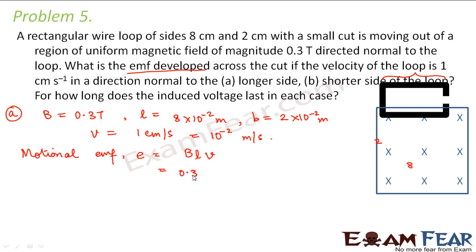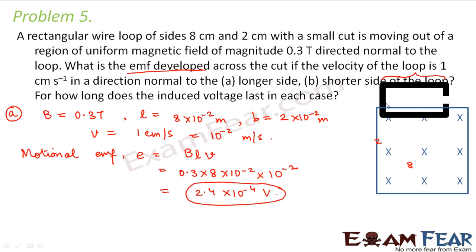So this will be BLV. So that means 0.3 into 8 into 10 to the power minus 2 into 10 to the power minus 2. So this comes out to be 2.4 into 10 to the power minus 4 volts. So this would be the EMF induced when it moves like this.